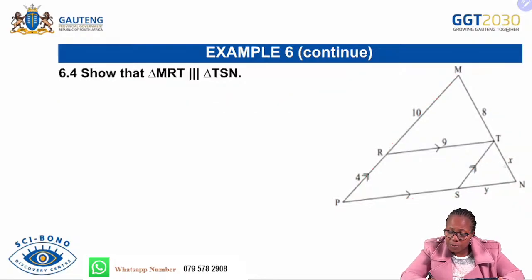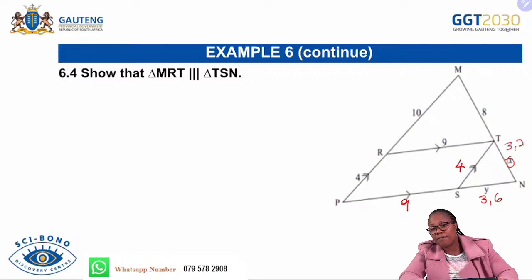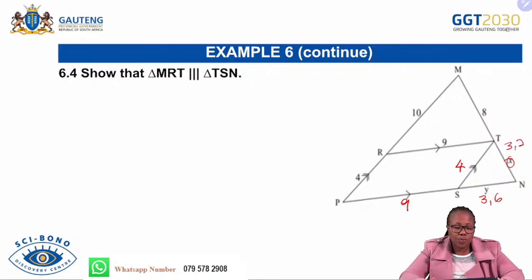Number 4, let's put in the values first. We have calculated x as 3.2 and y as 3.6, and then PS is opposite to that one in the parallelogram, 9, and this ST will be 4. Okay, that is what we have from the previous calculation. So it is very important, whatever you are calculating, plug into the diagram.